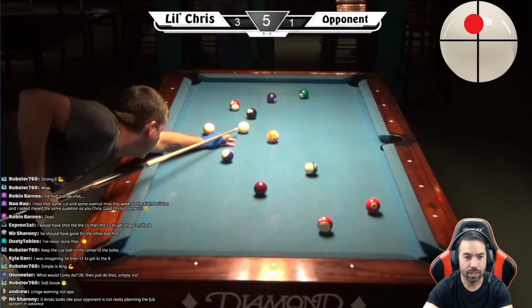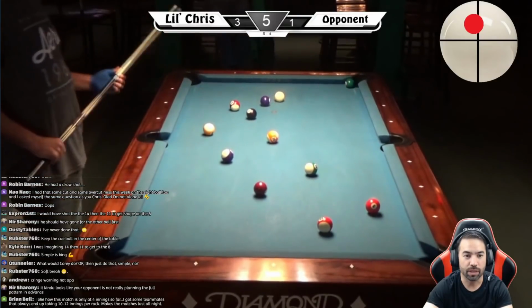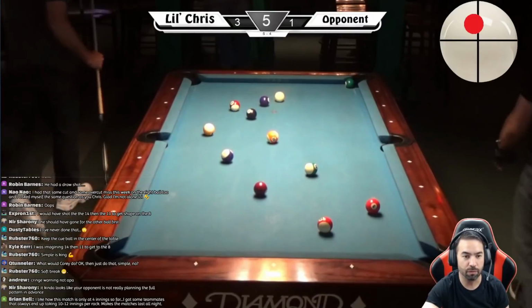So let's see here. My opponent's got a free shot at the 6 ball. Oh, but he overcuts it. Looks like he was trying to get position for the 4 ball next.